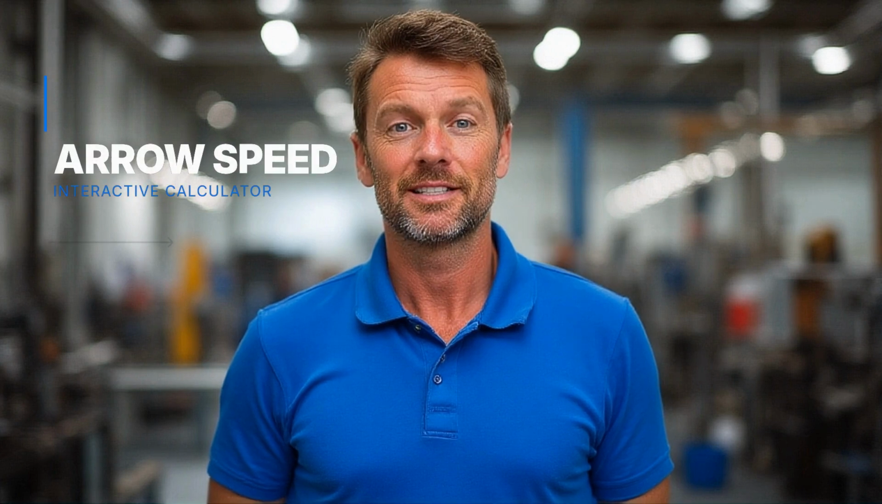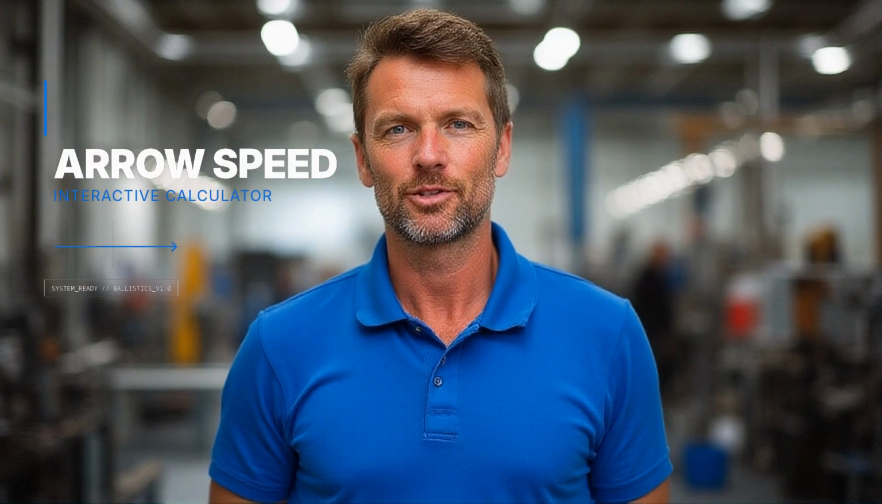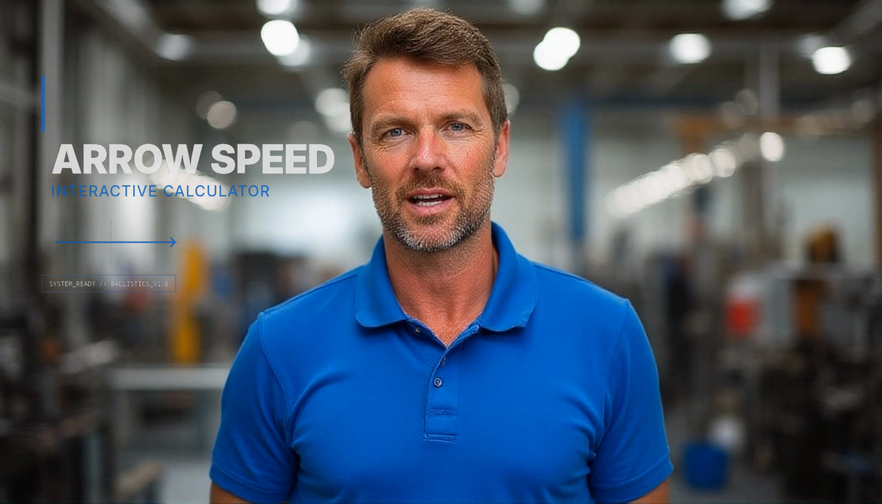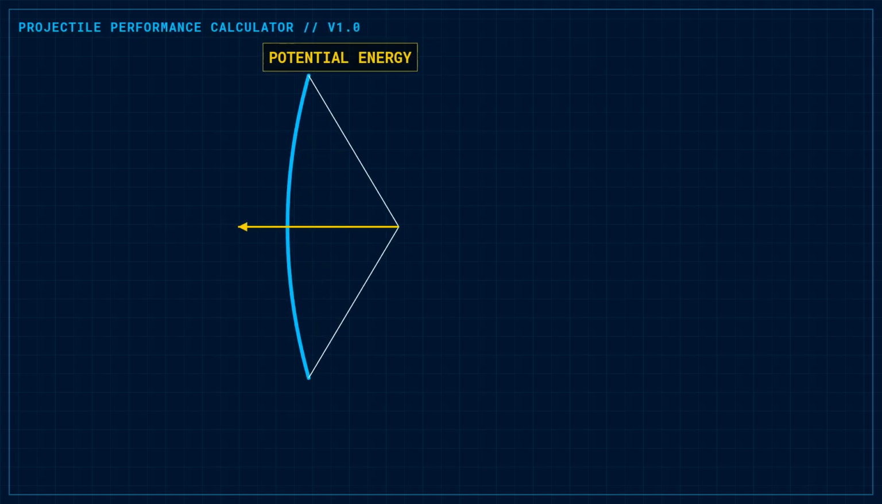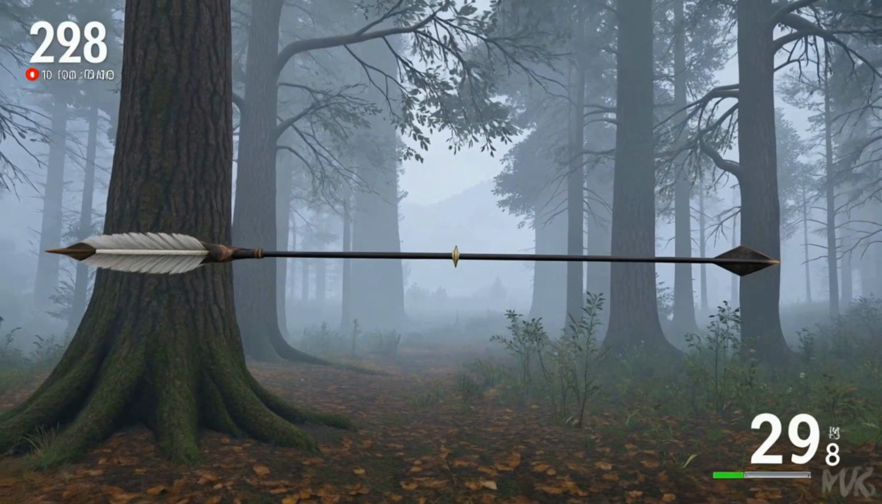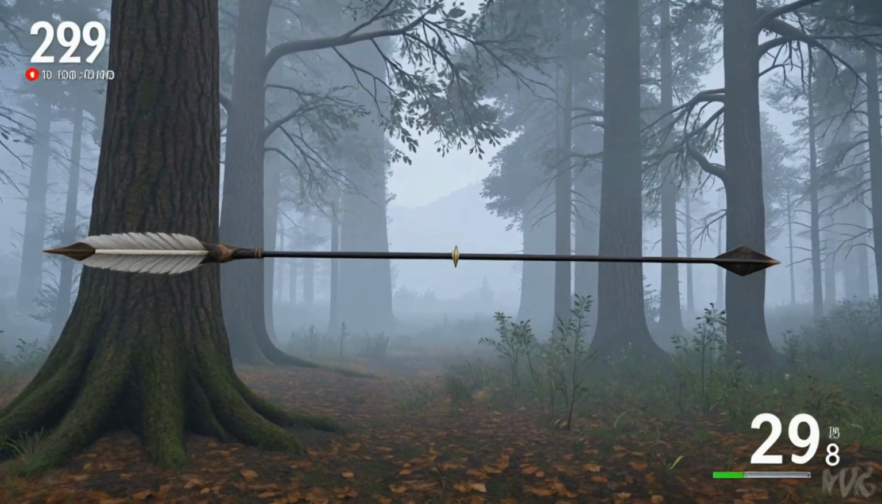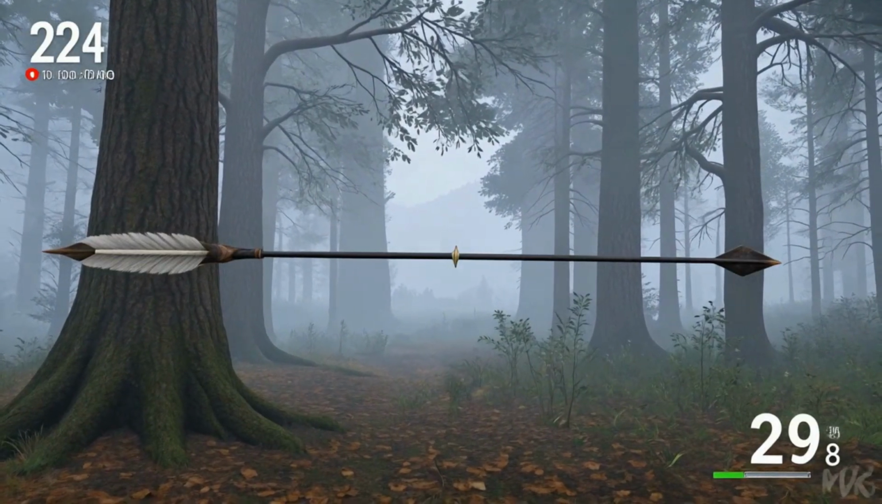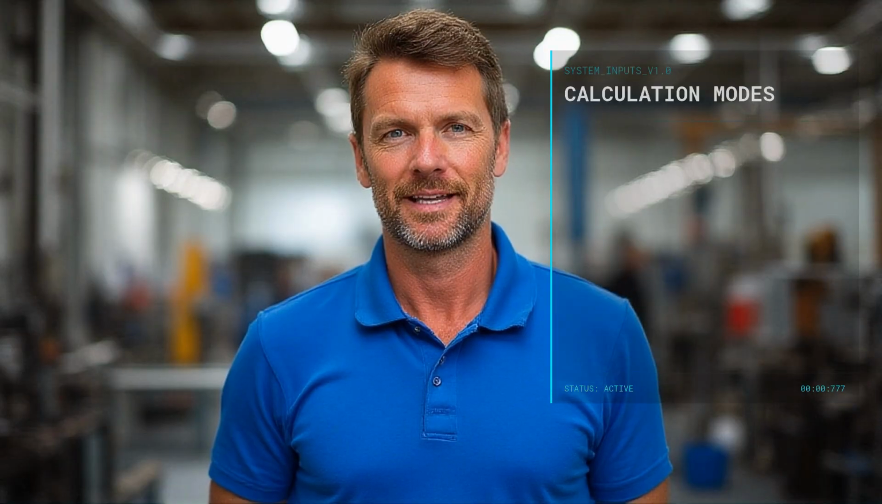Welcome, engineers. Today we're exploring the Aerospeed Interactive Calculator, a specialized tool that solves critical ballistics calculations for archery and crossbow design applications. This calculator addresses the fundamental engineering challenge of predicting projectile performance based on bow specifications and arrow characteristics. Whether you're optimizing arrow speed, determining required draw weights, or calculating kinetic energy transfer, this tool provides instant computational results. Let's examine the inputs.